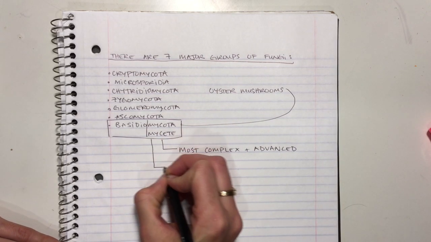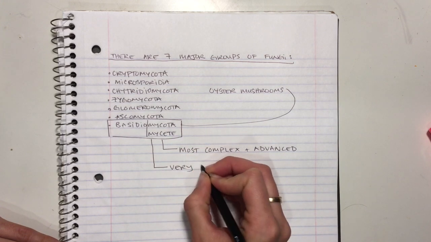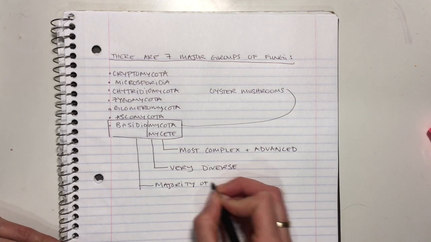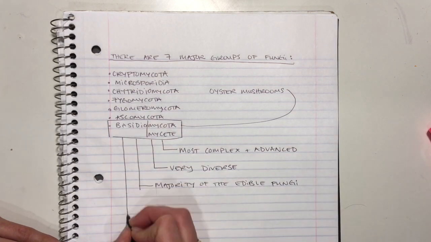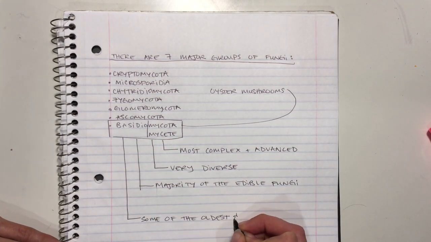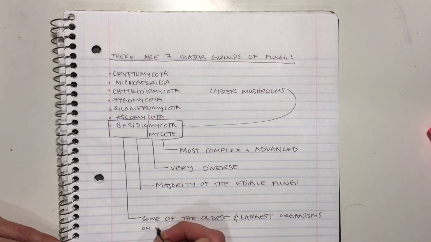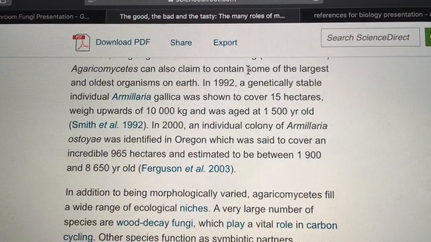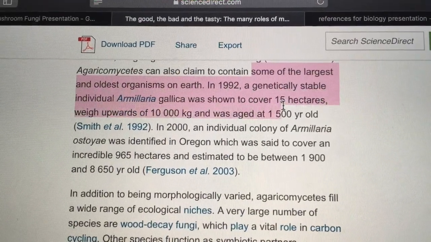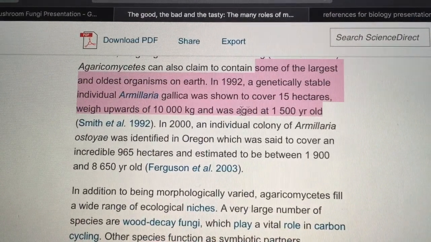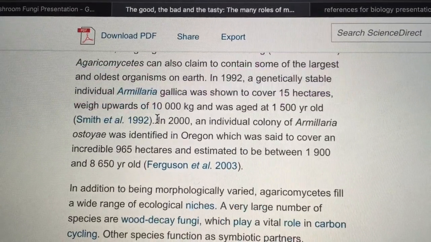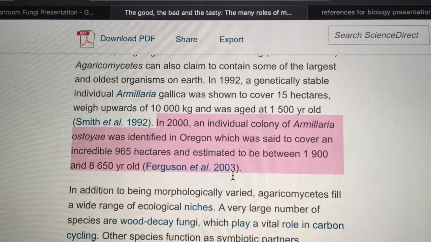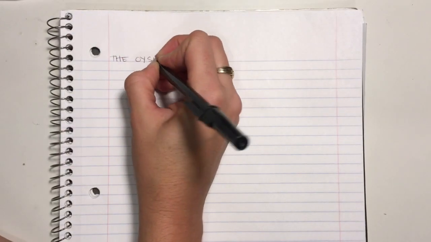This phylum is also extremely diverse, including gilled mushrooms, bracket fungi, puffballs, and many more. Basidiomycota constitutes the majority of the edible fungi on the planet and are some of the oldest and largest organisms on the Earth. One individual fungus covered 15 hectares and weighed 10,000 kilograms. It was 1,500 years old. A colony of fungi in Oregon covered 965 hectares and was estimated to be between 1,900 and 8,600 years old.